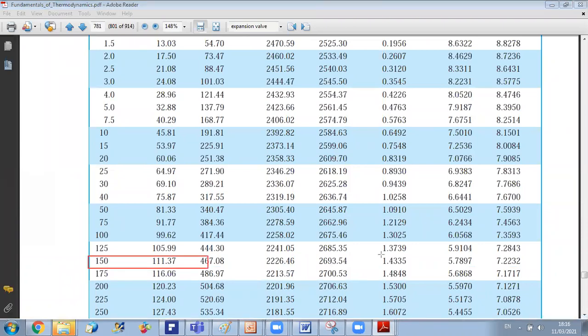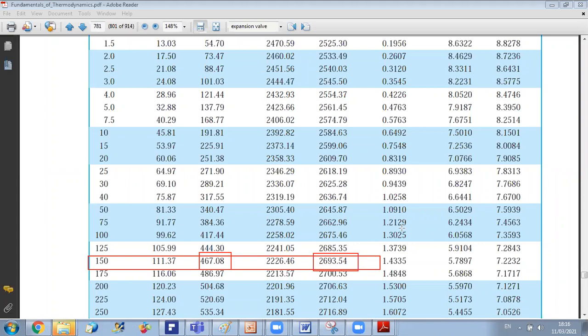As you can see, this is HF at 150 kilopascal. This is H at saturated liquid. This is H at saturated vapor. So the value of H here is between these two, so I can deduce that I am in the saturated state. If H was higher than 2693.54, I would be in the superheated state.